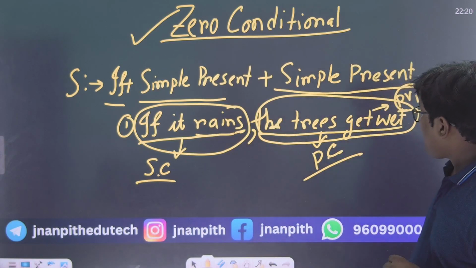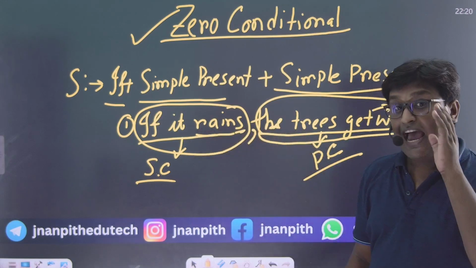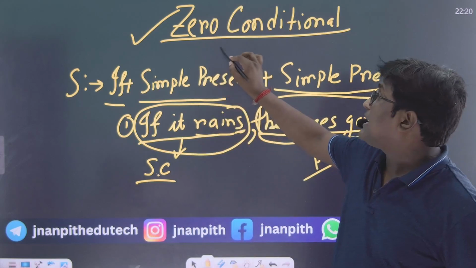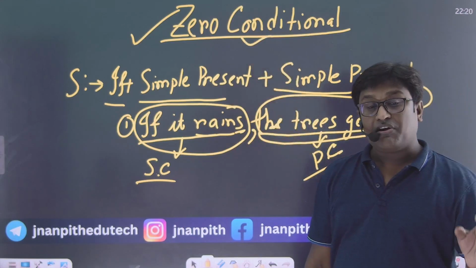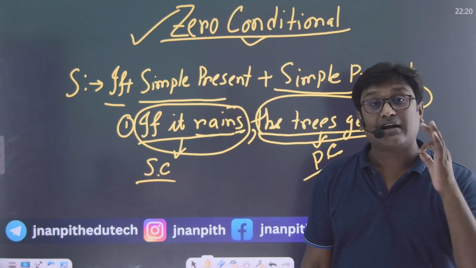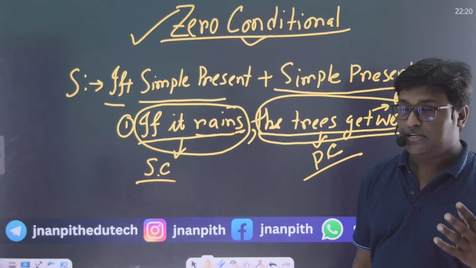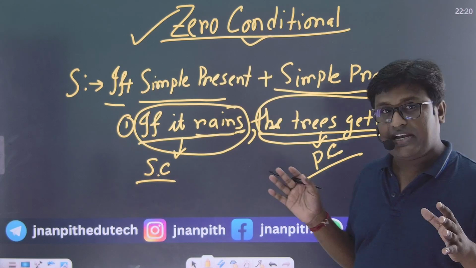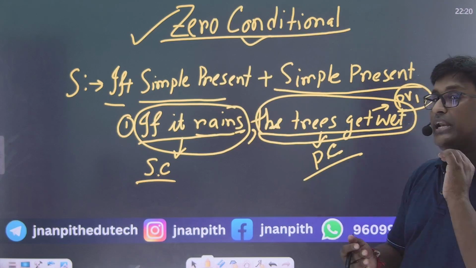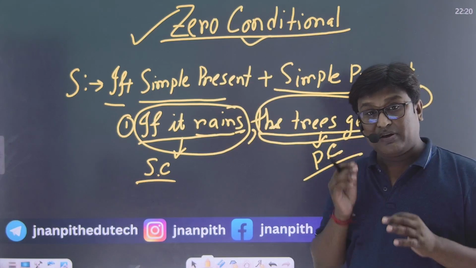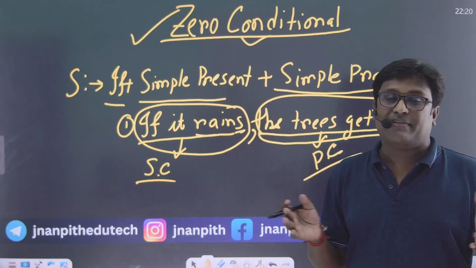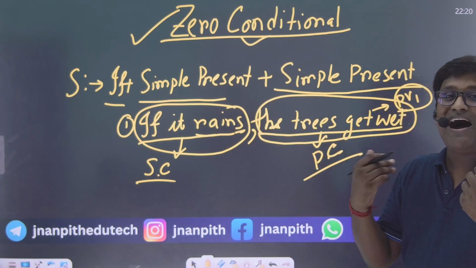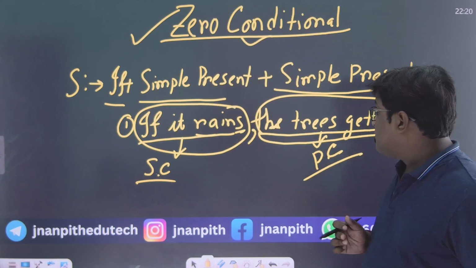Hopefully clear. So the if clause will have to be a subordinate clause, at least in terms of conditionals: zero conditional, first conditional, second conditional, third conditional. In every type of conditional, the if clause will be a subordinate clause. Hopefully this is crystal clear to you. And the remaining part will have to be a principal clause, simply because it does not need anyone or anything else to express its own meaning. It can express its own meaning with its own might. Hopefully everything is clear.